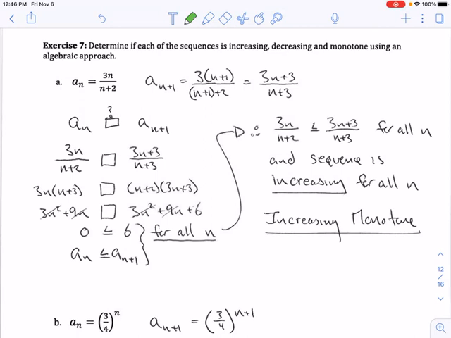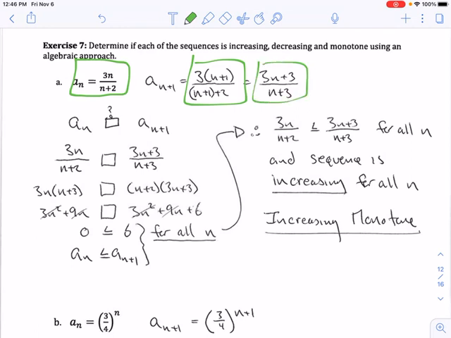So given this particular function, a sub n is equal to 3n over n plus 2, we have to create an a sub n plus 1 according to the definition. So all we have to do is add 1 to every n value. And so that's what I did here. Added 1 to every n value, and then simplified that a little bit.